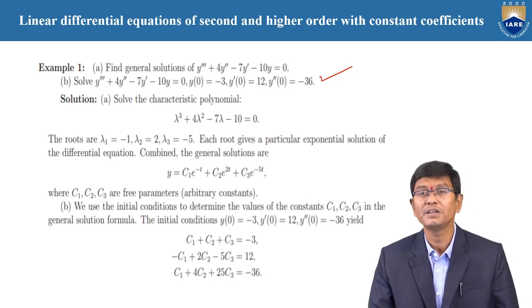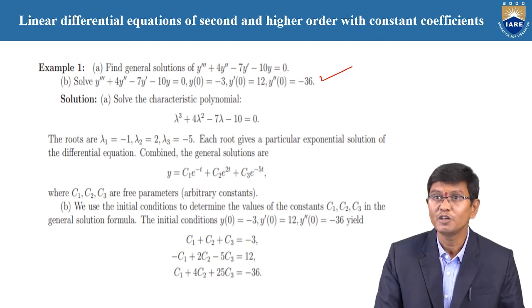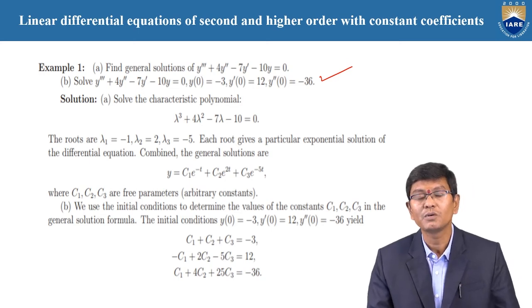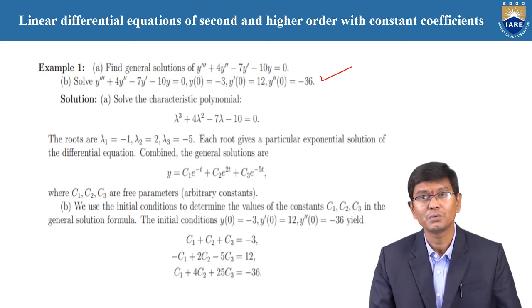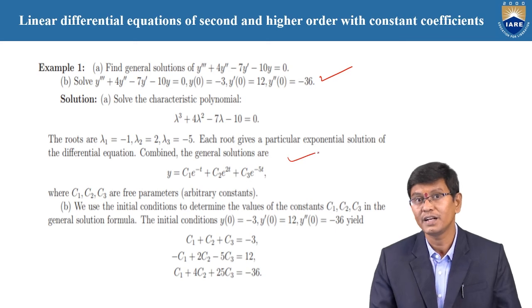That means first we need to find the characteristic equation and the roots of the equation. Therefore, lambda cube plus 4 lambda square minus 7 lambda minus 10 is equal to 0. Here, the order of the equation is 3. By solving this equation, we obtain lambda is equal to minus 1, lambda is equal to 2, lambda is equal to minus 5. Therefore, the three roots are different.